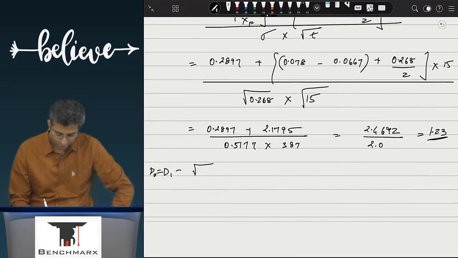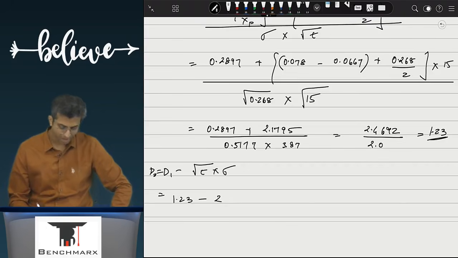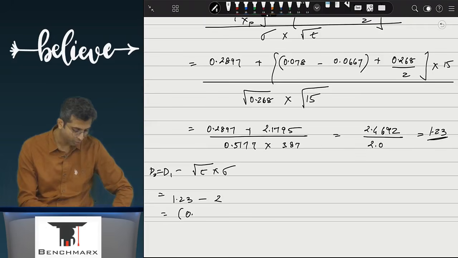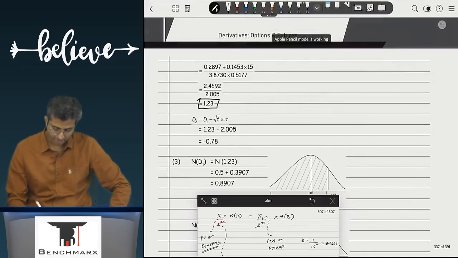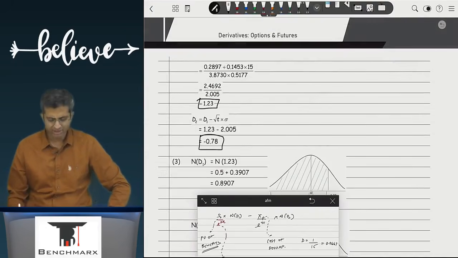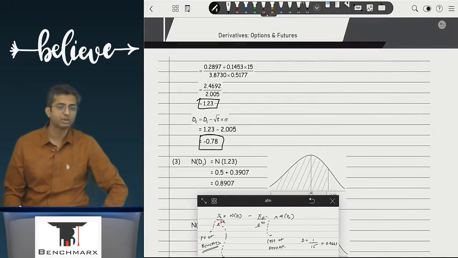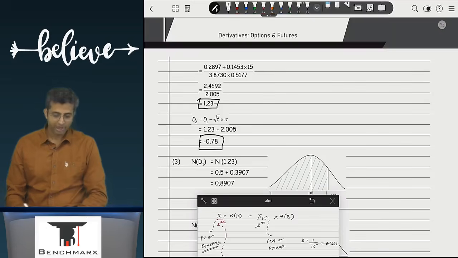So this is root of T into standard deviation, which is 1.23 minus what was there in the denominator, I think 2, ultimately 2, which means this comes to a negative. 1.23 minus 2 is negative 0.77 approximately, or 0.78, that's fine. This is a negative value. Are we clear with this?